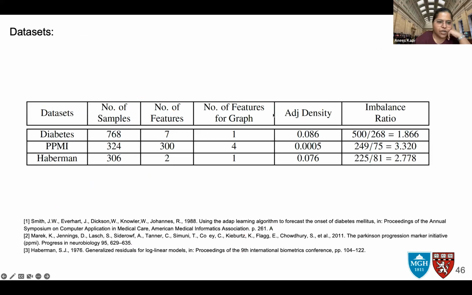We applied this particular model on 3 data sets: diabetes, PPMI, and Haberman. You can see that the data sets are not super large, and the input node feature distribution is also very different. Here we have 300, whereas the other 2 have only 7 features, so not a lot to learn from. The number of features for each graph that was used was 4, 1, and 1. We also showed the adjacency density, that is how dense a particular graph is, and the imbalance ratio. You can see that at least the diabetes data set is quite okay, but the other data sets are imbalanced.